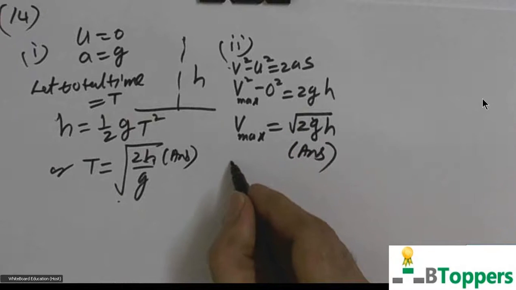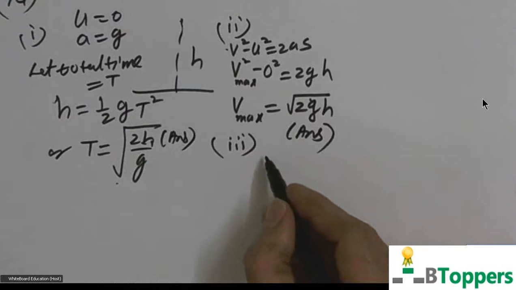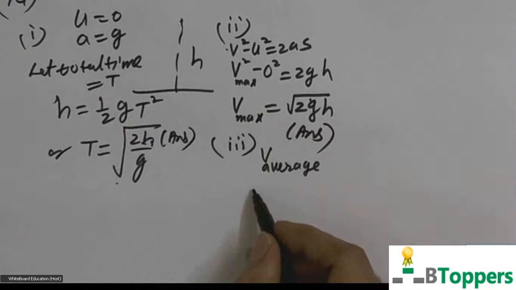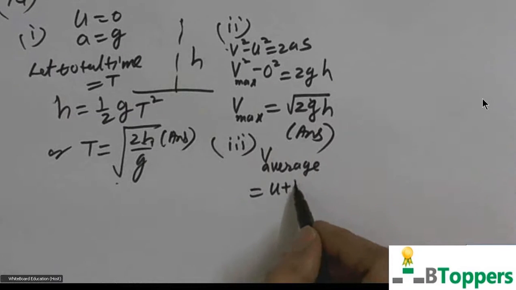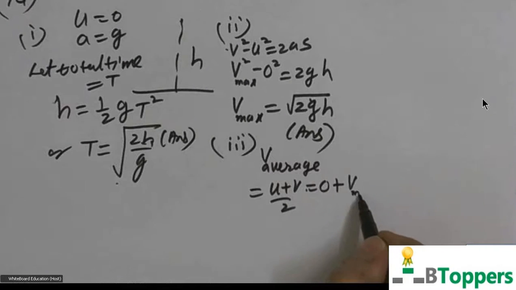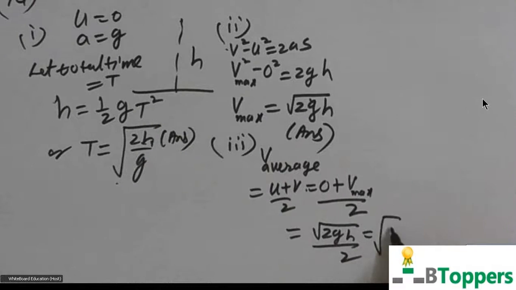In the third part of the question, you are asked to find the magnitude of the average velocity during the free fall. So the magnitude of the average velocity during the free fall, you can write (u plus v) by 2. At the beginning of the fall, initial velocity is 0, and final velocity is equal to the maximum velocity just before it strikes the ground. That means average velocity is equal to half of the maximum velocity. Maximum velocity is root 2gh. So you get root of gh by 2. That's the answer for the third question.